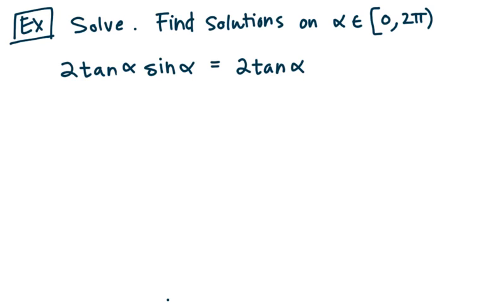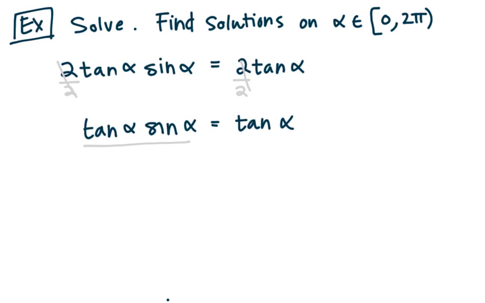Okay, so solving this equation, a lot of you might say, oh, I can divide by 2 on both sides, and that's fine, completely acceptable to do. That leaves me with tangent alpha times sine of alpha equals tangent alpha. However, if you felt inclined to divide by tangent alpha, that would be wrong.